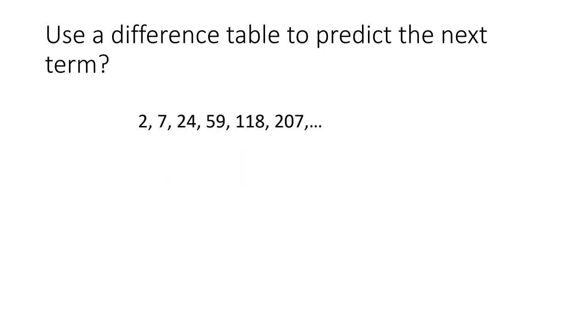Any questions? Okay, we'll try one more. I'll give you a second or so to try to see if you can figure this out, and then we'll go ahead and continue. So here it says use a difference table to predict the next term, and your sequence is 2, 7, 24, 59, 118, and 207.